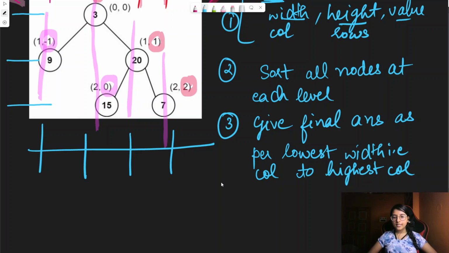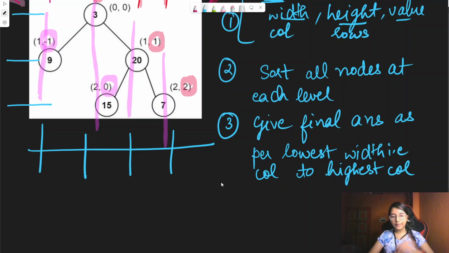So for duplicate values, that would be at the value level. Means columns would be unique, height would also be unique, right? Columns and rows both would be unique, but the duplications could be at the value level. So in that context, we would be required with a multi-set. So this is the choice of the data structure which we are required to choose.